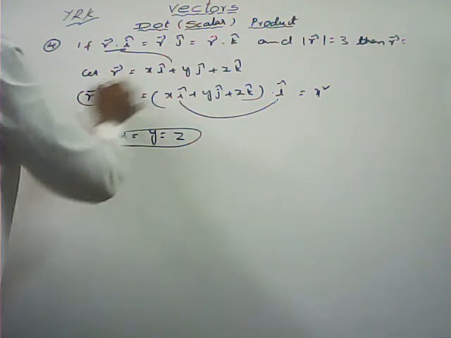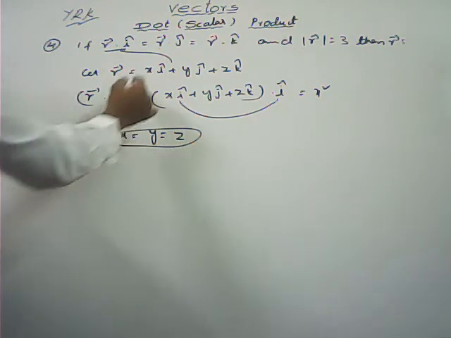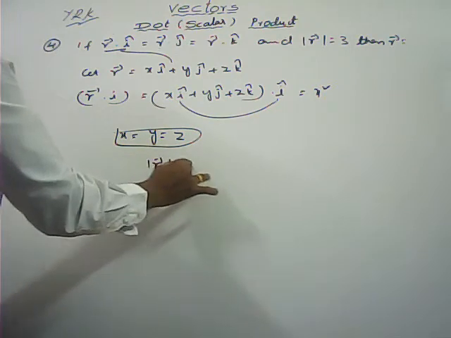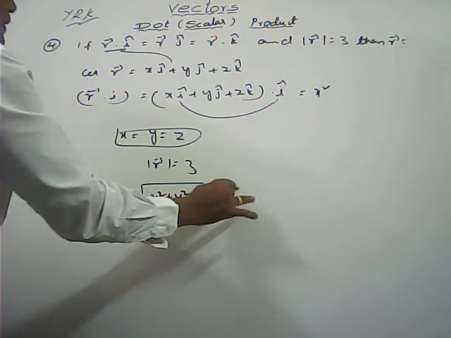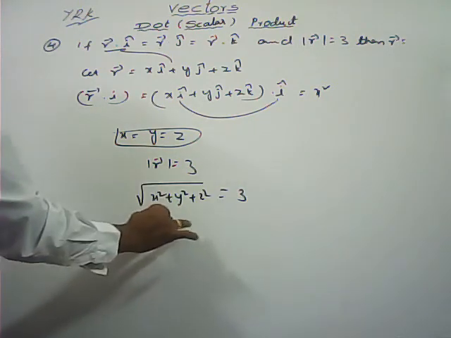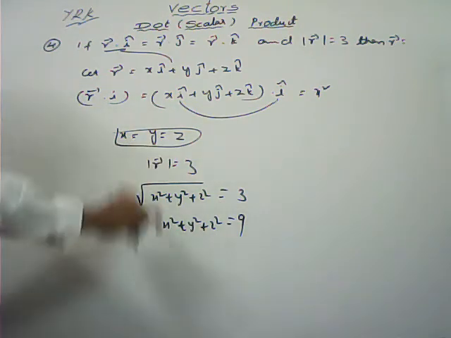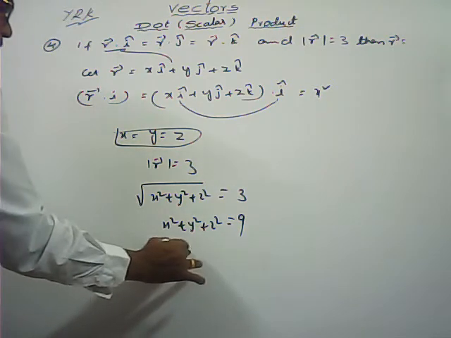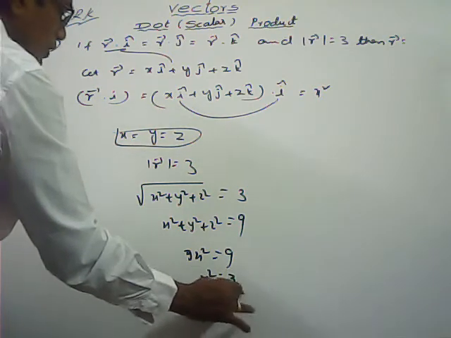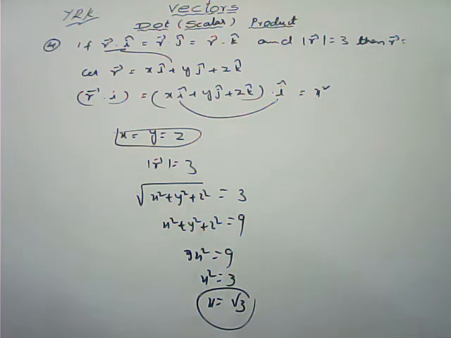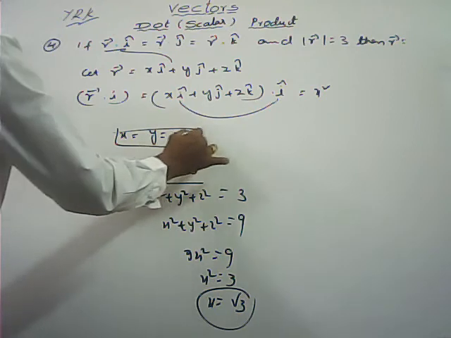And the modulus of R bar, here R bar I consider X I cap plus Y J cap plus Z K cap, its modulus, modulus of R bar, that is equal to 3, is given. So that is root of x square plus y square plus z square, that is equal to 3. By squaring on both sides, x square plus y square plus z square is equal to 9. And here x equals y equals z, so x square plus x square plus x square, 3x square, is equal to 9. X square is equal to 3, x equals root 3. Here we can take plus or minus root 3 also. So here x equals y equals z equals plus or minus root 3.